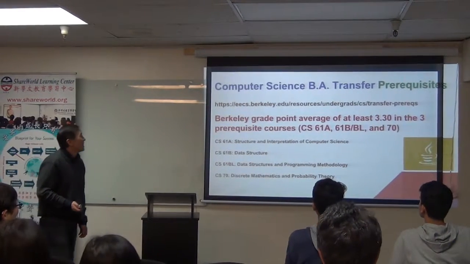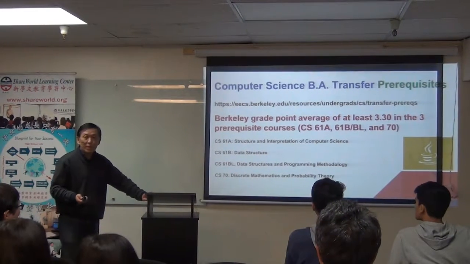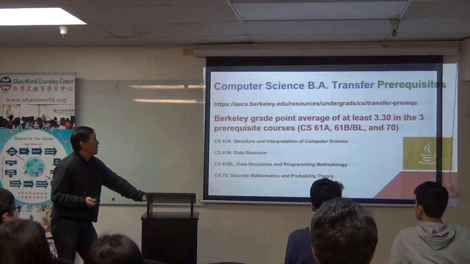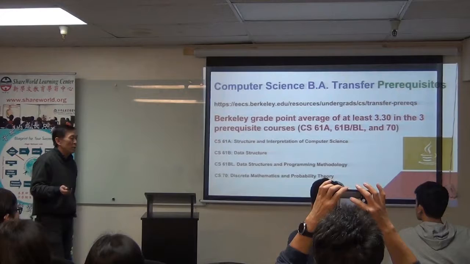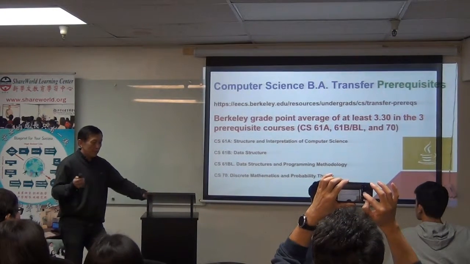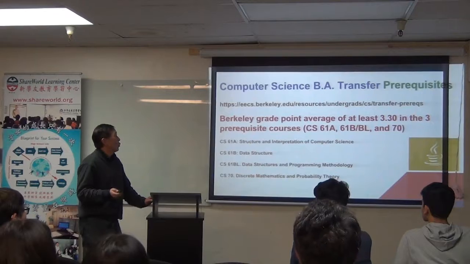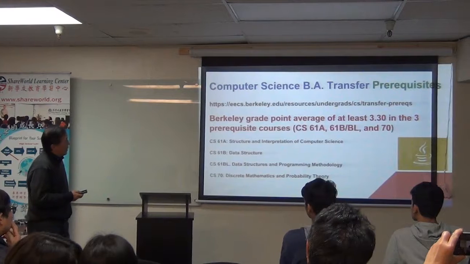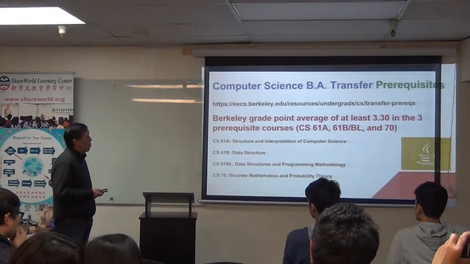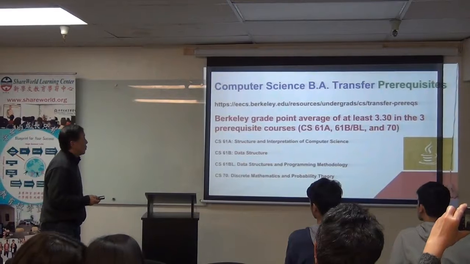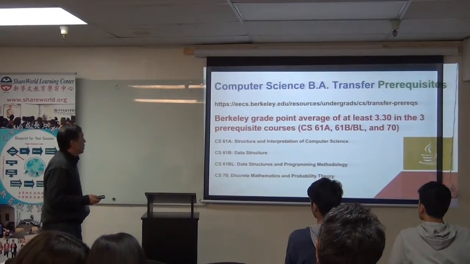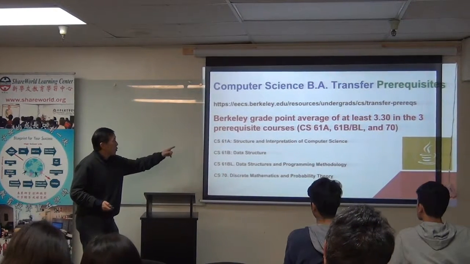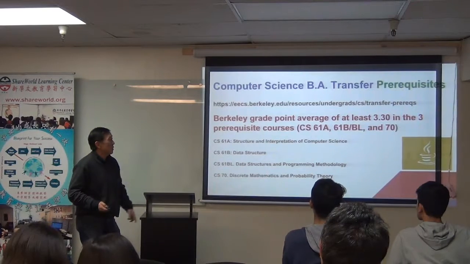Okay, here, sorry. We are going to take one example, UC Berkeley. What's the prerequisite if you're a transfer student, for example? What's the requirement for UC Berkeley? It says your average GPA should be 3.3 in 3 prerequisite courses, CS61A, that's Structure and Interpretation of Computer Programs.